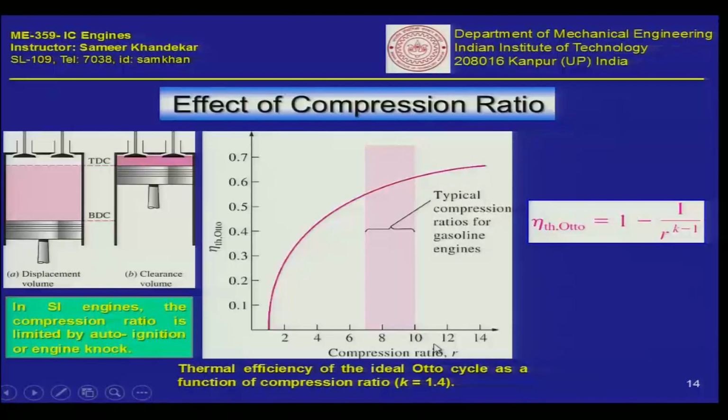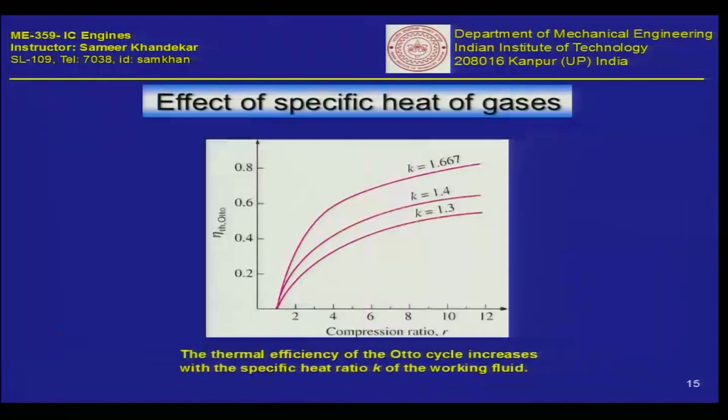So typically, as you are seeing on this graph, the compression ratio of petrol engines lies between, let us say, 7 and up to 10 or 11. So not higher than that. This is a typical range, and we will discuss in the next lectures why this range is limited by the type of fuel which we utilize.